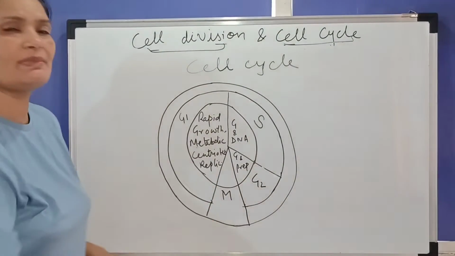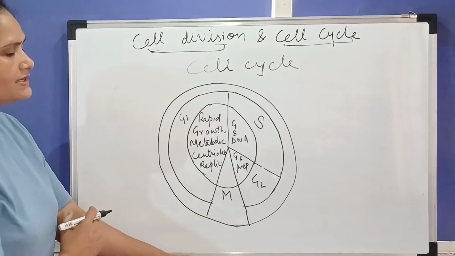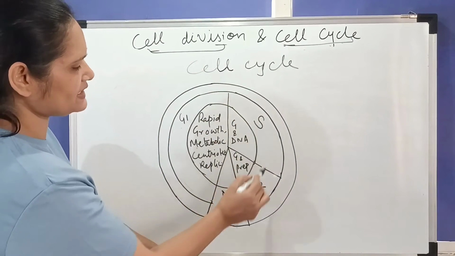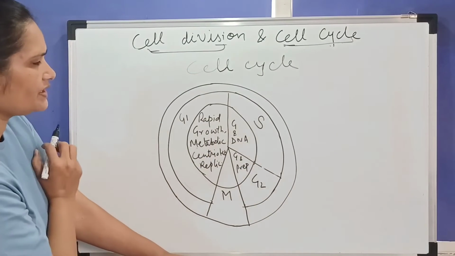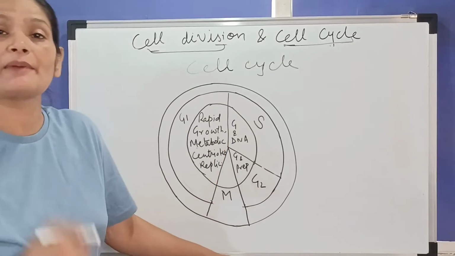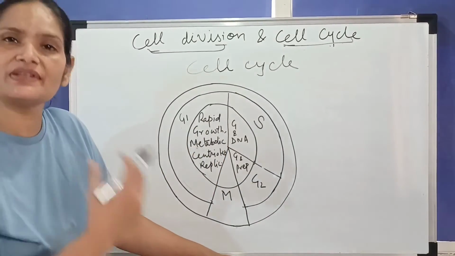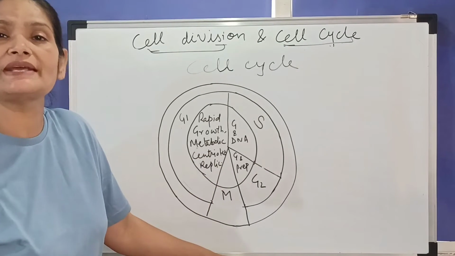So this is the diagrammatic presentation of the cell cycle. Now, as I said, interphase has the G1 phase, S phase and G2 phase. So three subphases are there for interphase. Now what happens in the G1 phase? G1 phase indicates the rapid growth of the cell, and metabolic activities take place for the rapid growth of the cell, due to which the centrioles replicate.